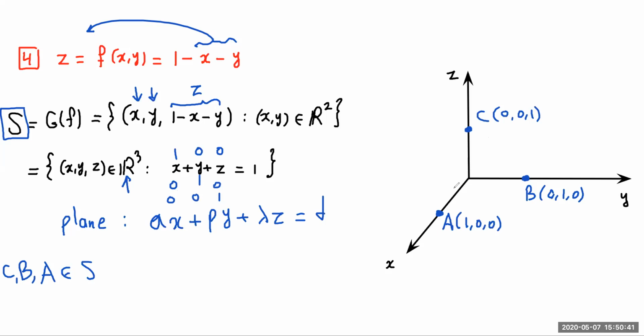Now, these 3 points exist on this plane, x plus y plus z equal 1. So I will connect them now to have this plane. So now this is the surface S of my function z equal 1 minus x minus y.